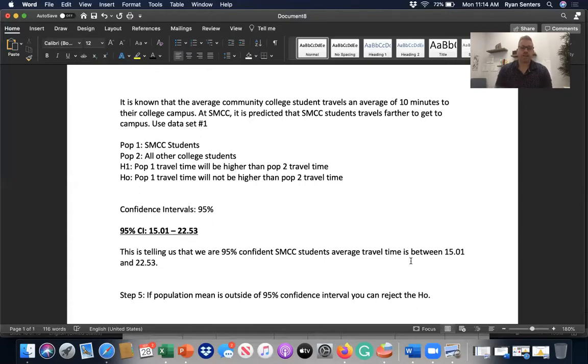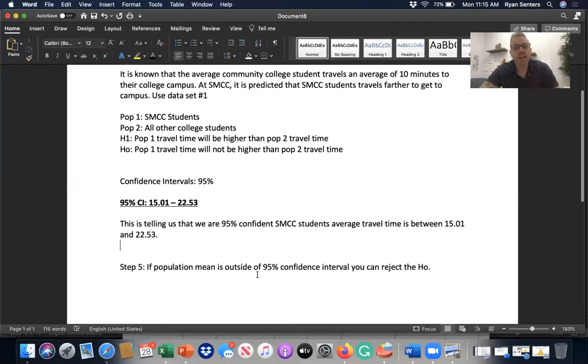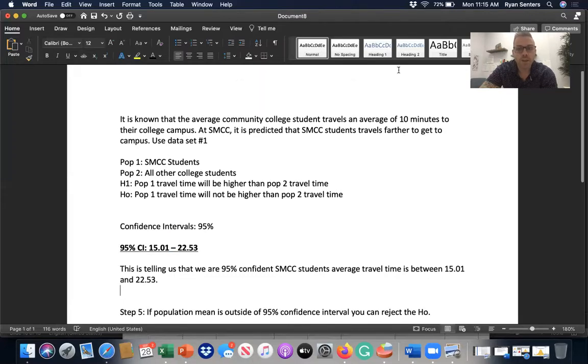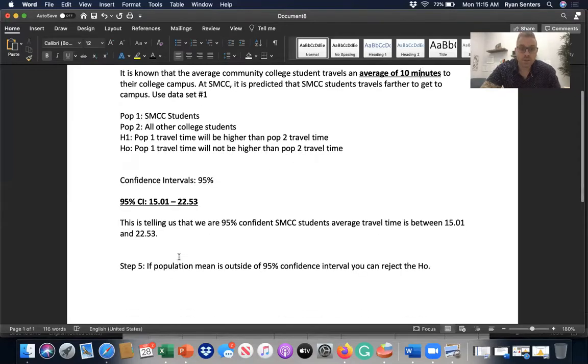Okay. And one other benefit is you can decide whether or not to reject or retain the null hypothesis. So for step 5, I wrote this out for you. It said, if the population mean is outside of the 95% confidence interval, you reject the null. We know our confidence interval is between 15 and 22.53, and the average commute, it says, is 10 minutes. Now, is 10 minutes, the population mean, outside of this range? Yes.